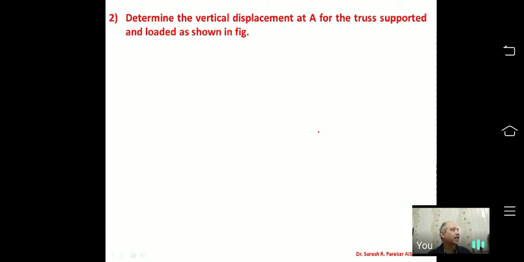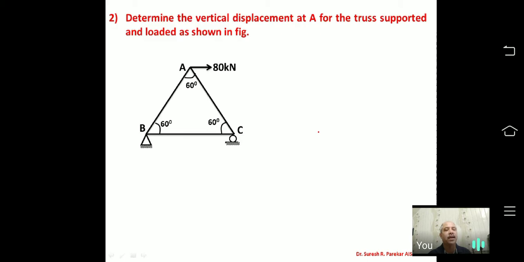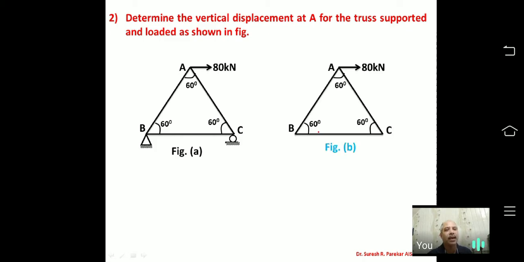Now we will go to the second problem. The same problem we have considered, but in this problem we are going to determine the vertical displacement at joint A. Now the area and all these we are going to consider the same. We are interested in what will change while considering this problem.